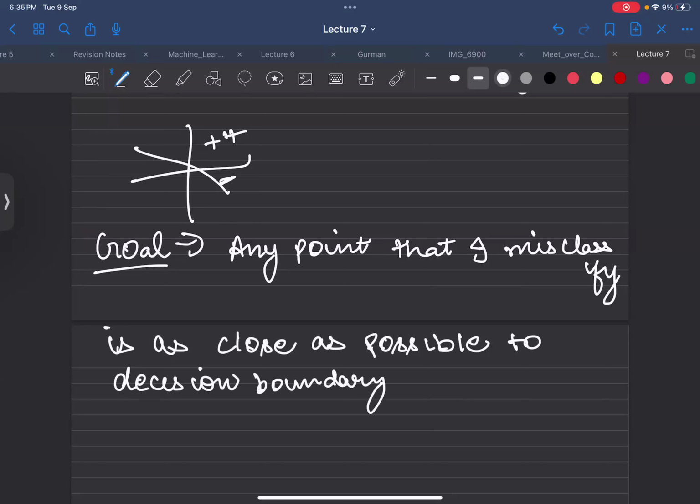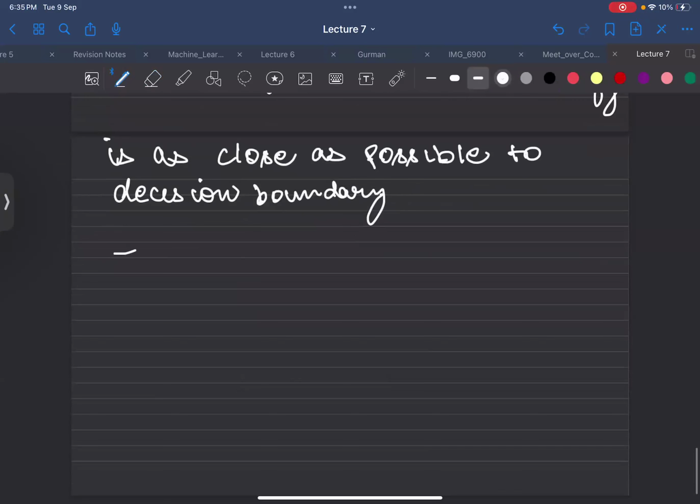So what is the intuition? If it's on the correct side, I'm happy with it. What does perceptron learning say? If it's on the correct side, okay, fine, I'm happy. But if it's misclassified, if a +1 is misclassified as -1, we push the hyperplane towards it.